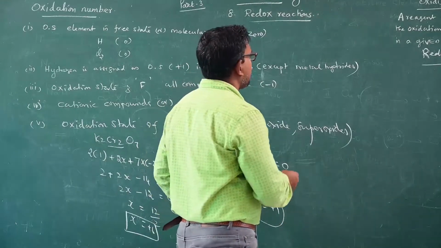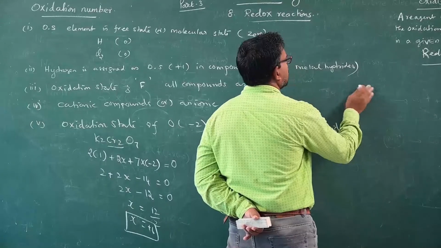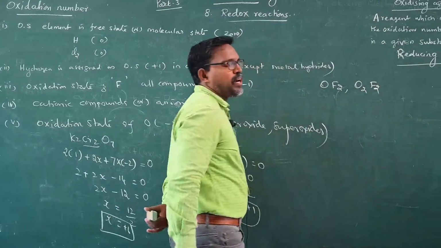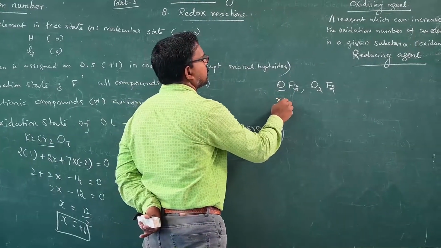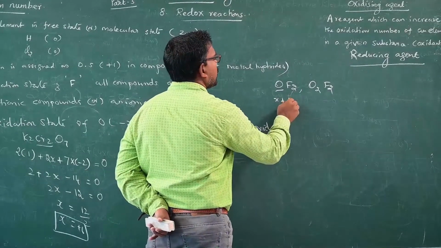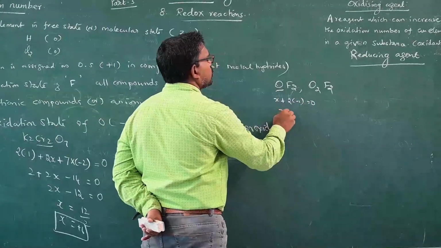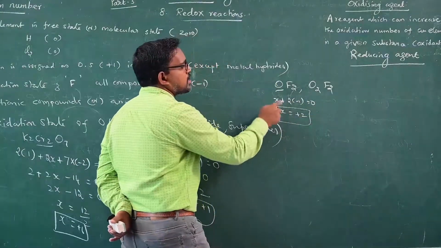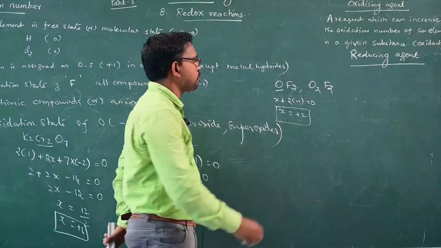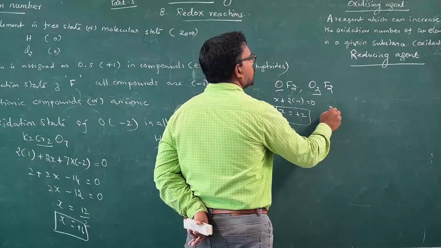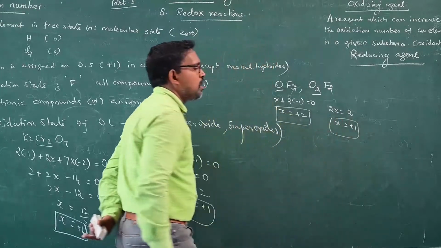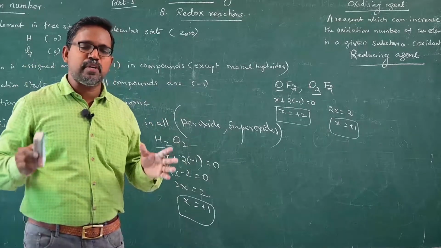Suppose this oxidation state may vary. Let us consider the compounds OF2 and O2F2. You find out the oxidation state of oxygen, X. We know that fluorine is assigned the oxidation state of minus 1 in all compounds. X plus 2 into minus 1 equal to 0. So, X is equal to plus 2. The oxidation state of oxygen in oxygen difluoride is plus 2. O2F2, 2x is equal to 2, X is equal to plus 1. So, the oxidation state of oxygen may vary from compound to compound.